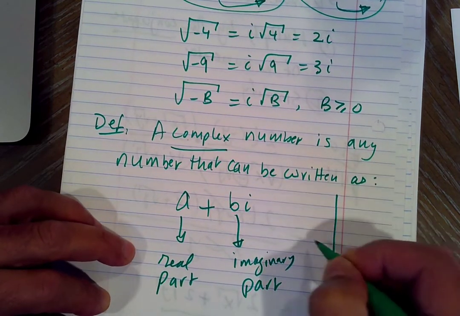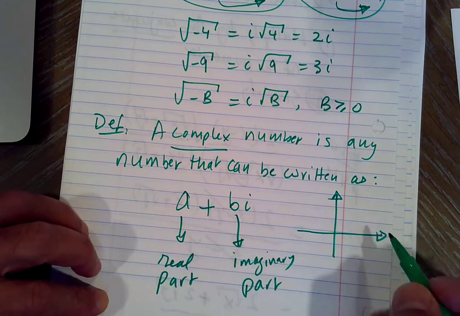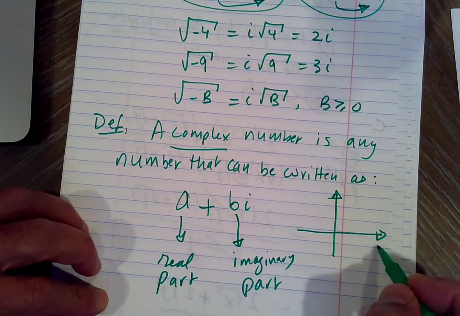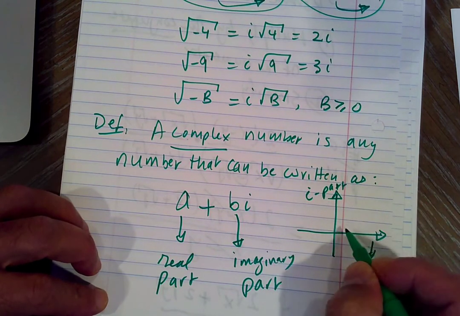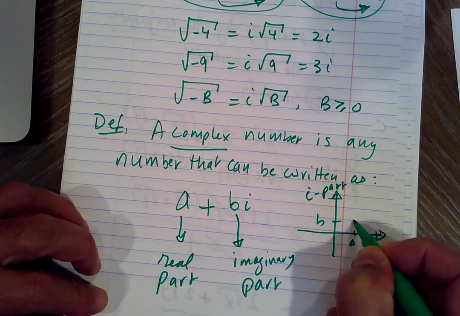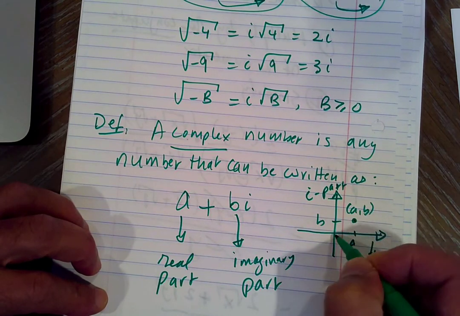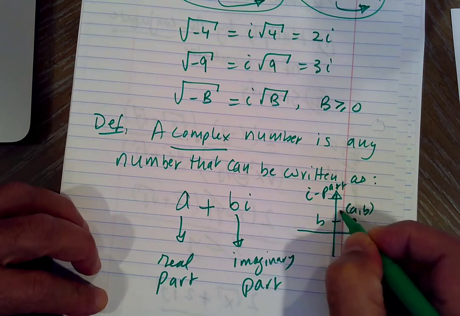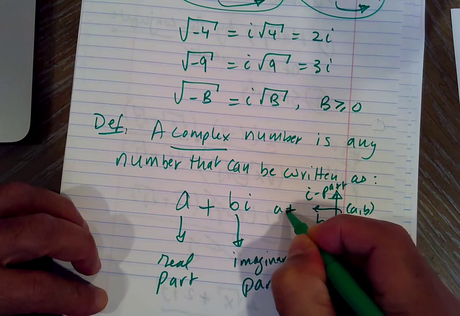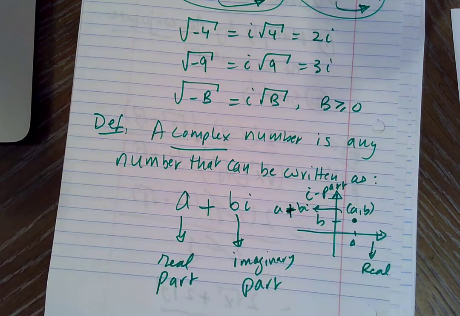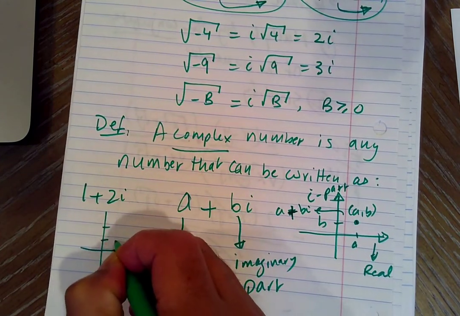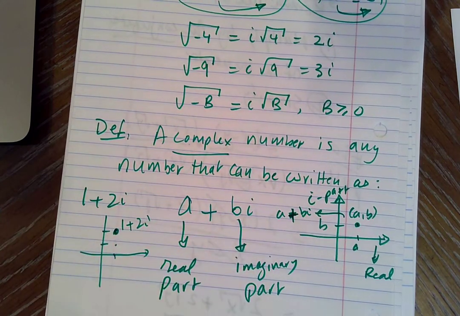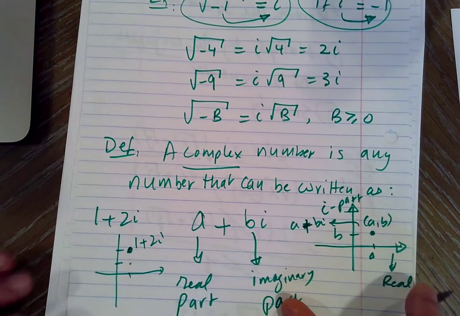Just like going from the number line to the rectangular system of coordinates, the x-axis is the real part, and this is the i part. So a plus bi is like having an ordered pair (a, b), where a is your real number and b is your i part. Okay, just so you relate the complex numbers to the ordered pairs. For instance, 1 plus 2i is like having the ordered pair (1, 2). This is 1 plus 2i. So we're not going to graph this, but just so you can get an idea what we're talking about.